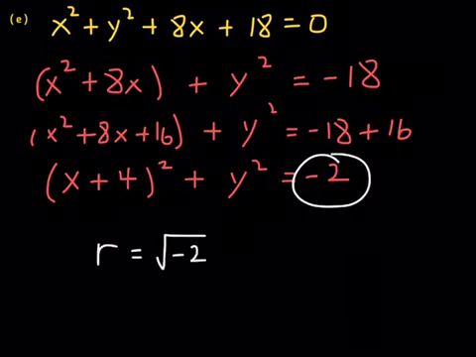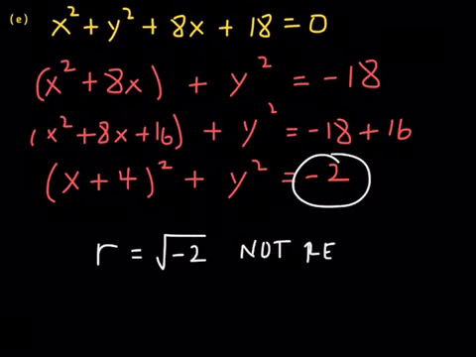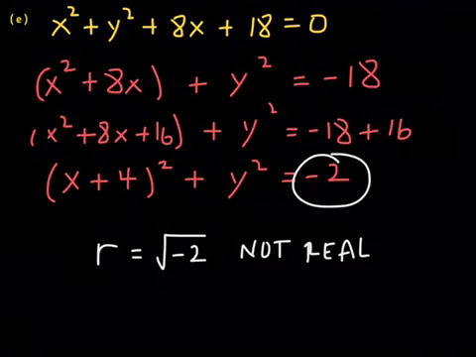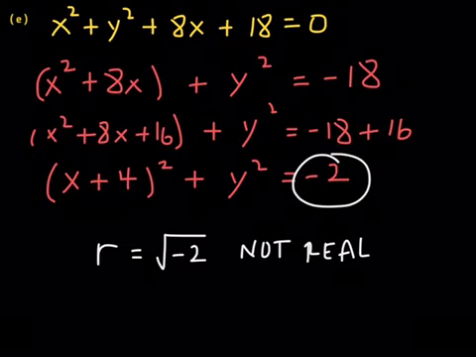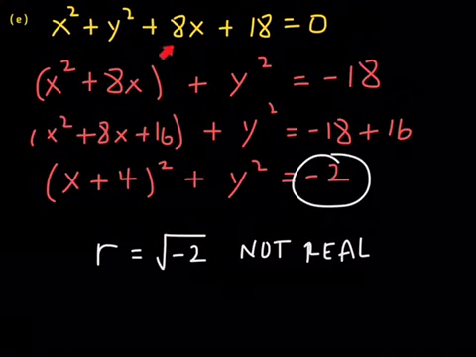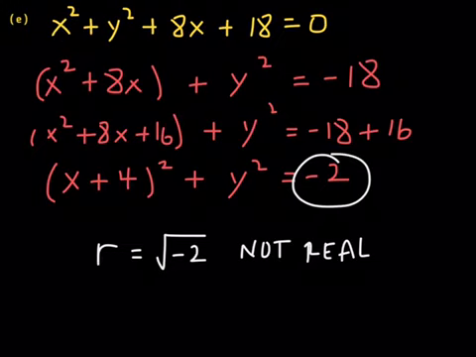But this is not a real number. I'm going to just put it's not real, right? And because that's the case, this equation here, x squared plus y squared plus 8x plus 18 is equal to 0, does not give you a circle. Because it is impossible for the radius to be a distance that is not a real number at all. Then this equation does not produce the graph of a circle at all. It's actually called a degenerate case.